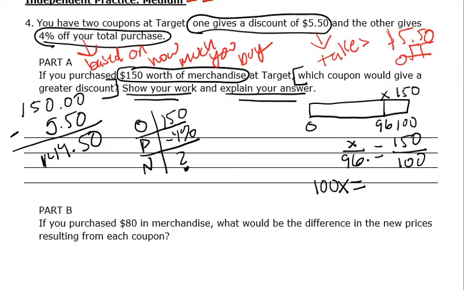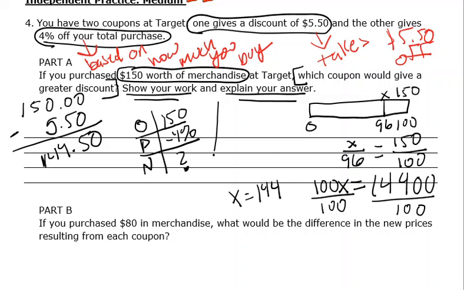All right, let me write that down. 14400. Divide both sides by 100. Okay. So my x is equal to 144. All right. So with my $5.50 discount, I'm paying $144.50. With my 4% discount, I'm paying $144. So which coupon would give a greater discount?